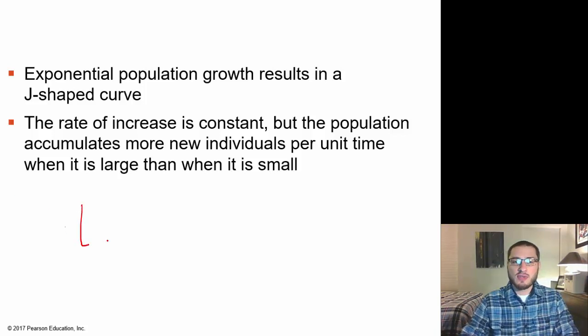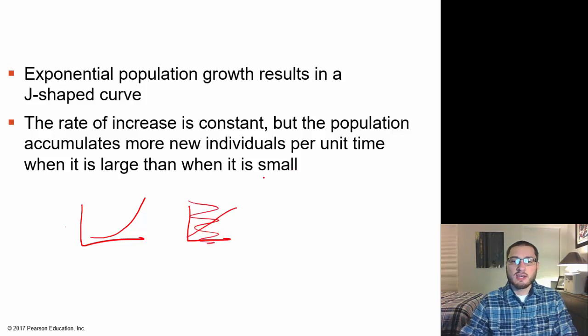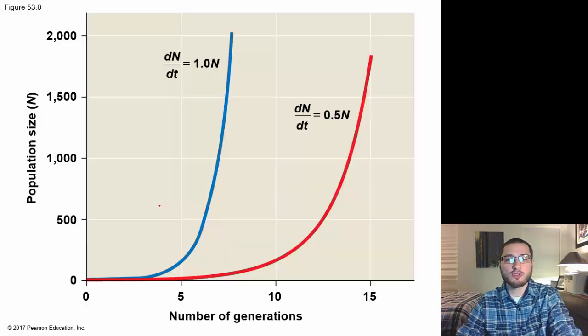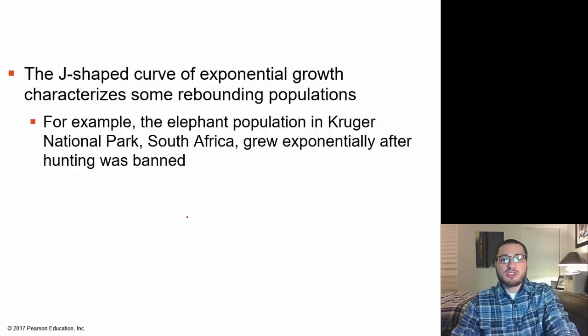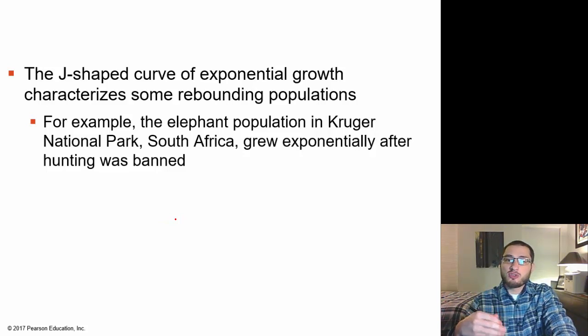All right, you're going to see that if we have a graph, it's going to go up exponentially. It's not going to be constant like this. It's really going to have this effect where 1 doesn't become 2 and then 2 becomes 3, but 1 becomes 2, 2 becomes 4, 4 becomes 8, and it creates this J-shaped curve. So the J-shaped curve of exponential growth characterizes some rebounding populations that previously had very low numbers, but they are making a resurgence.